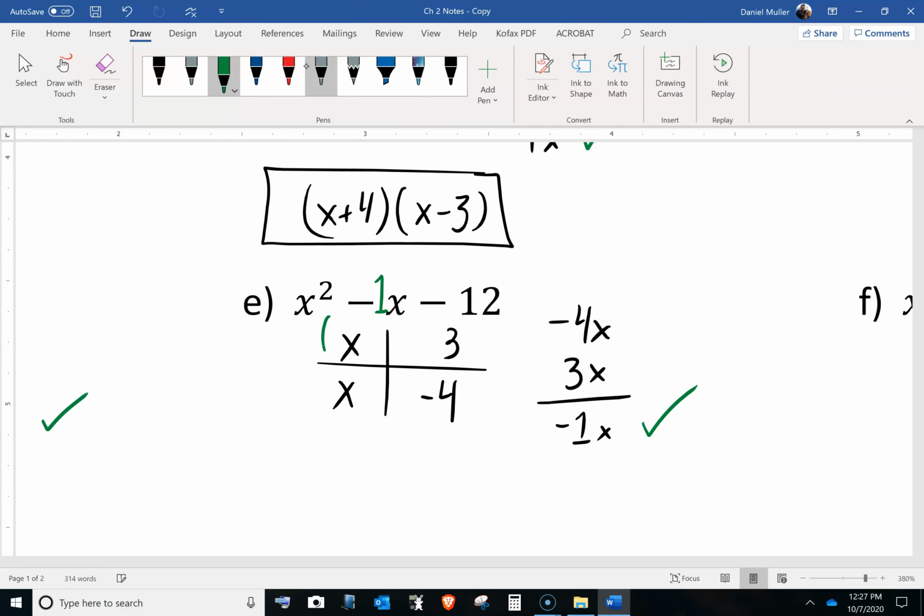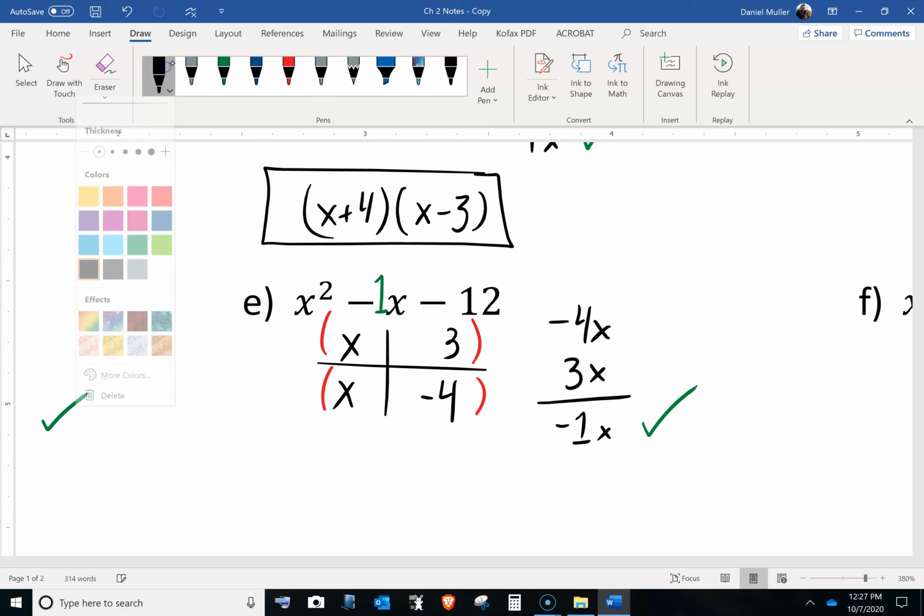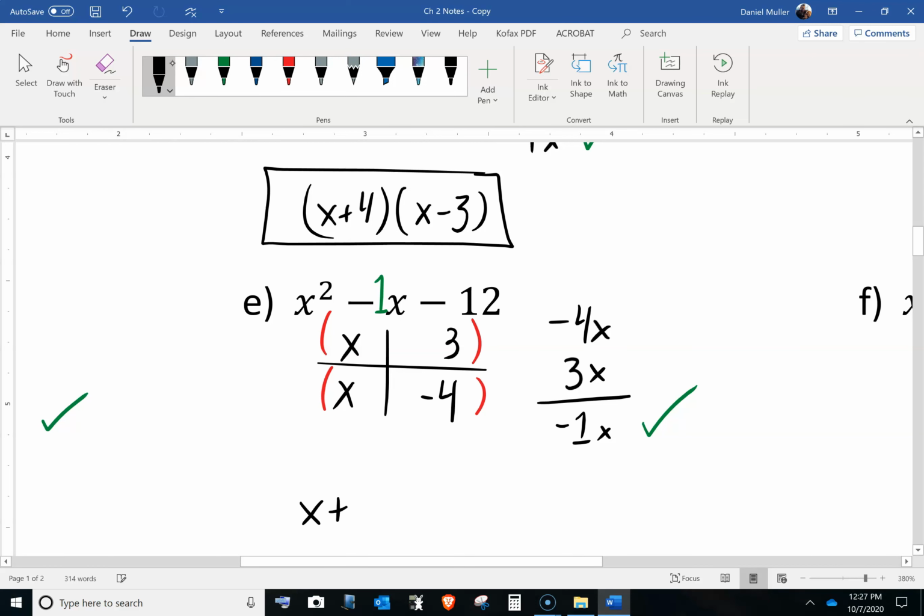So I've got an x plus a 3 and an x minus 4. So x plus 3, x minus 4.